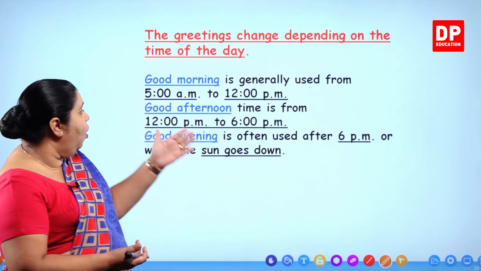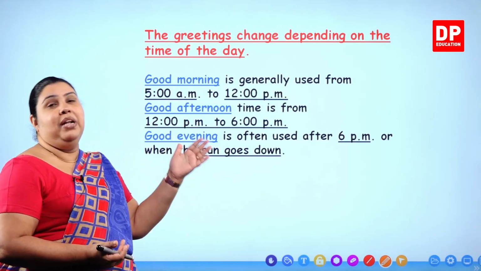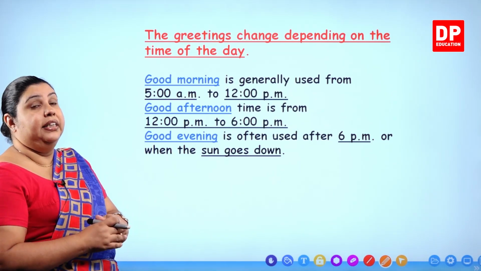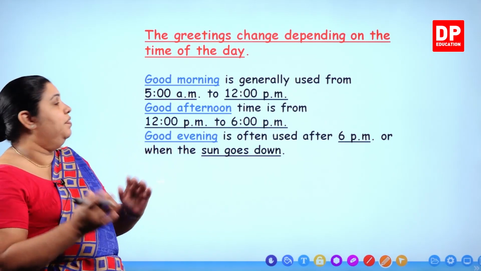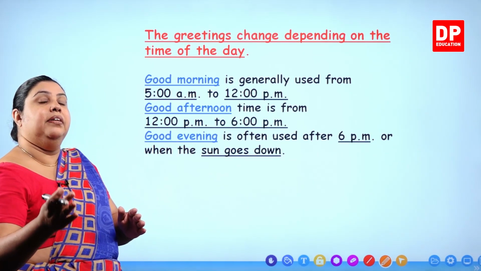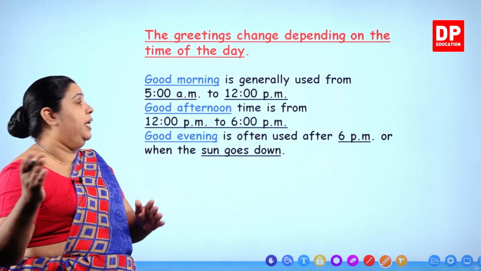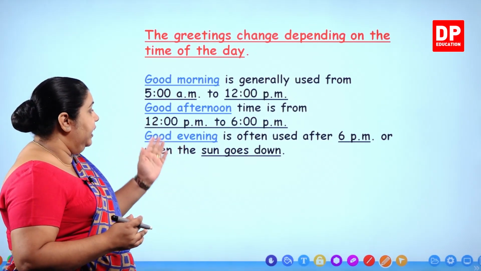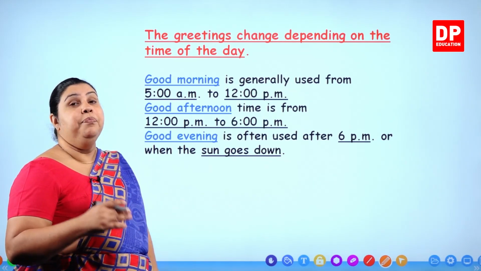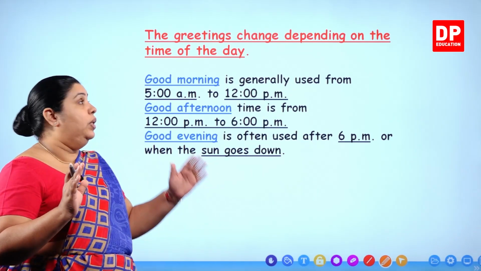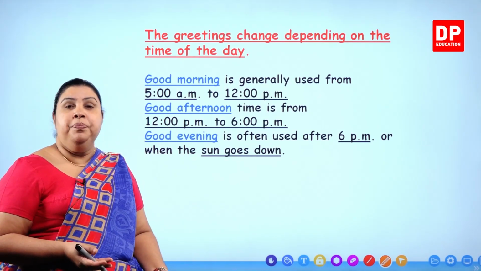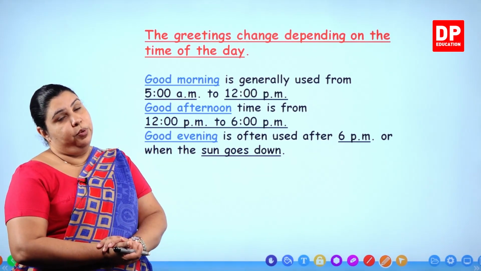So we say good morning in the morning time, from very early morning to 12 PM, until the sun comes up and when it is afternoon. And then from 12 PM to 3 PM and 6 PM we say good afternoon. And then after 6 PM until the sun goes down you can say good evening. So you have to learn these greetings in order to greet people at the appropriate time.